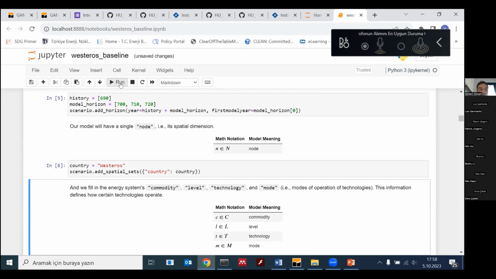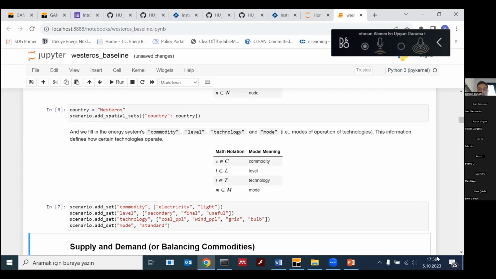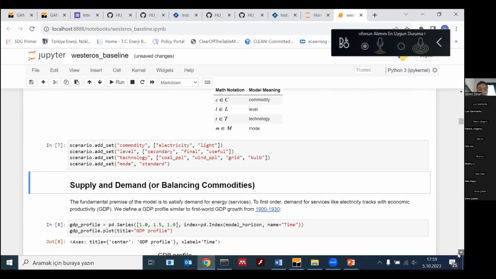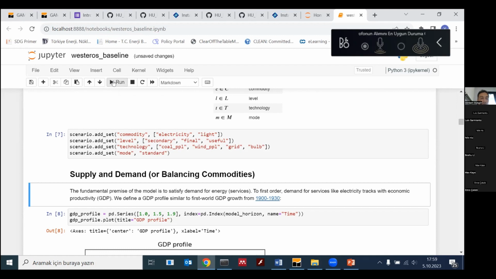Where we define our country, we have defined our time horizon, and we set our levels of energy, the commodity, electricity and light. Our levels are secondary, final, and useful energy. We have 4 technologies: the coal power plant, the wind power plant, the transmission grid, and the light bulb. And our operation mode is standard.